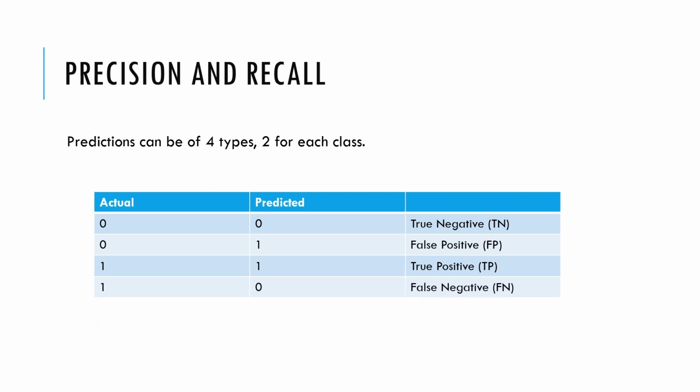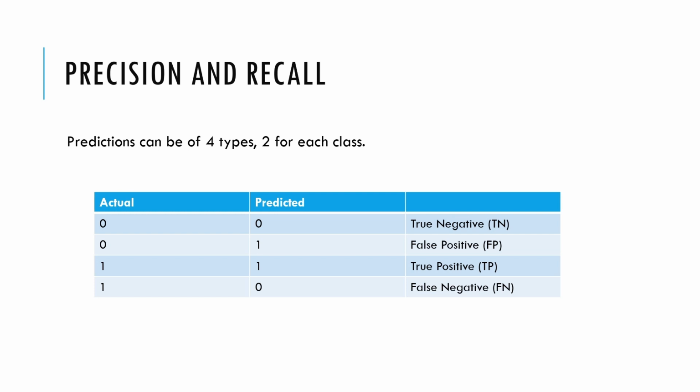We can see that for the second and fourth cases, the model has made an error, and therefore both of these are false values, while the first and third cases are correct predictions. We designate the first one, where actual and predicted values are both 0, as true negative. For the second one, where the actual value is 0 but the predicted value is 1, that is, the model has made an error and falsely predicted a positive class, we designate it as a false positive.